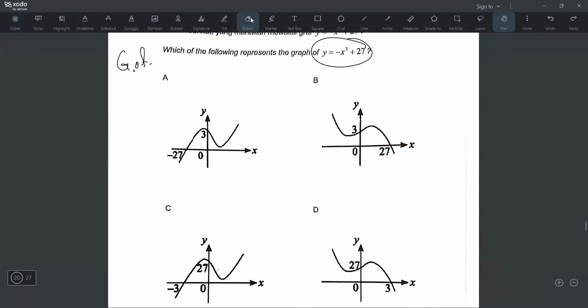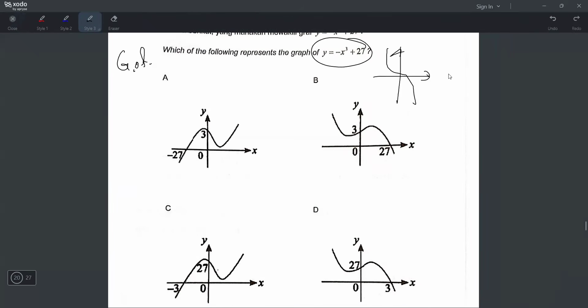So this is a cubic graph. So cubic graph, it can be like that, but it can also be like that depending on the A. So if the A is negative, it's like that. A is positive, it's like that. So negative, so it's like that. So this is wrong. This is wrong. So it's either this and this, and the C is 27, D is the answer. Okay, let me explain. So the way I remember it is like that.